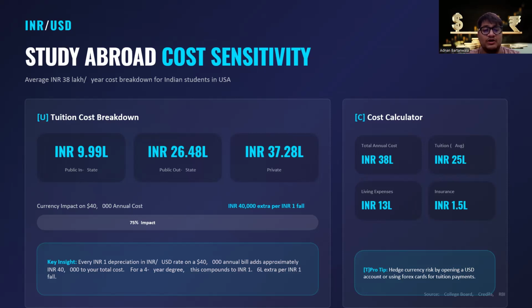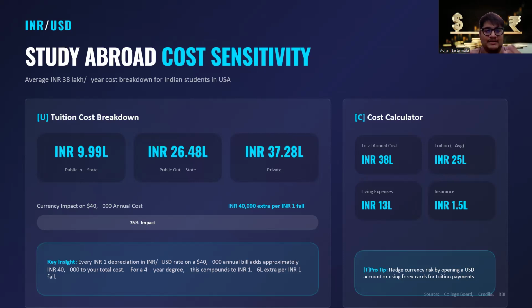And for a typical 40K dollar a year course, every one rupee fall in the rupee adds 40,000 to your annual cost of studying abroad. Over a 4 year degree, this is 1.6 lakh extra for every single rupee of depreciation. Since 2023, the rupee has fallen 13 rupees, from 83 to 96. Now do the math. There's almost 21 lakh rupees extra over this 4 year period, for the same degree, same college, same hostel room in the US.